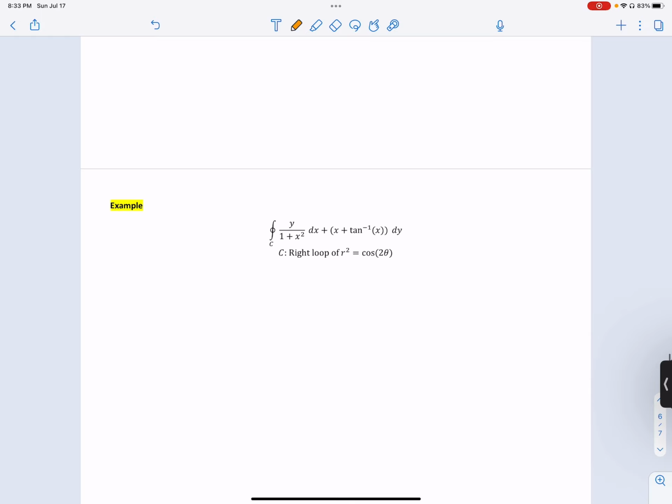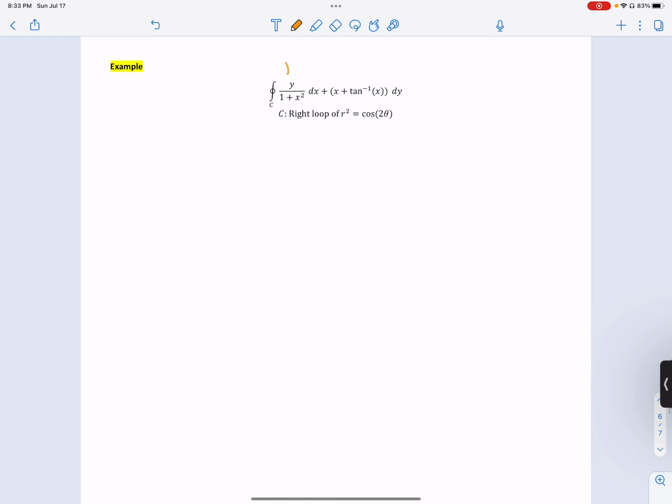Okay? It's the same process. Right loop of that thing. I don't know if you guys remember what that thing is. If you need to graph anything at any moment, please do. I forget how to say it correctly, but I'll just draw it. It's like that, and it goes in this counterclockwise direction. But the problem is it's not a simple loop, right?